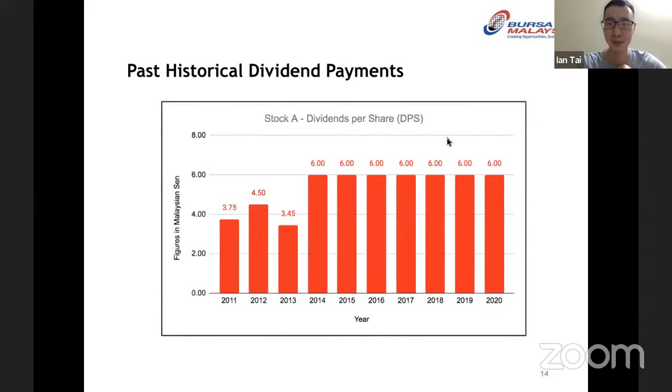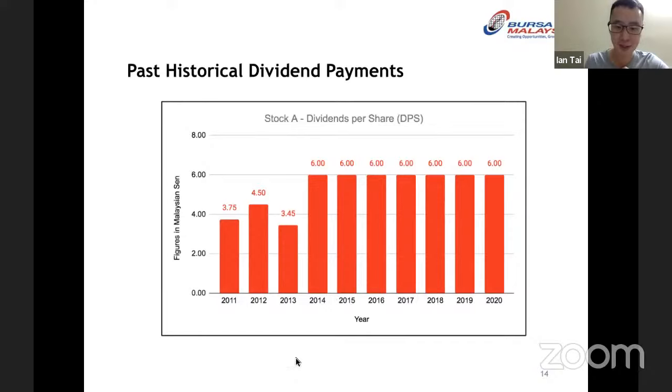Guys, this is the past historical dividend payments for stock A. So as you can see on the screen, starting from 2014, every single year without fail, this stock has been paying out 6 cents in dividends per share. And prior to 2014, they paid out 3.4. So we have 3.75, 4.5, 3.45. But subsequently, every single year, they pay out 6 cents.